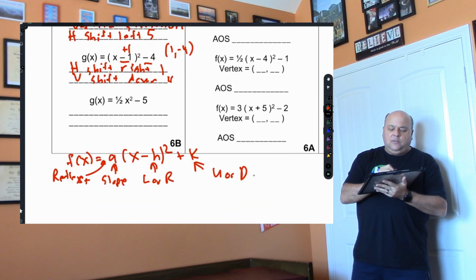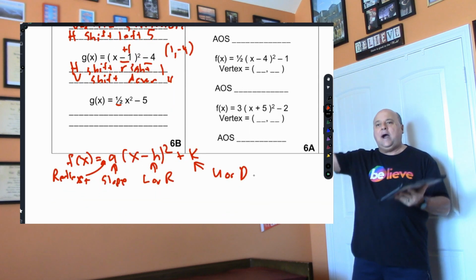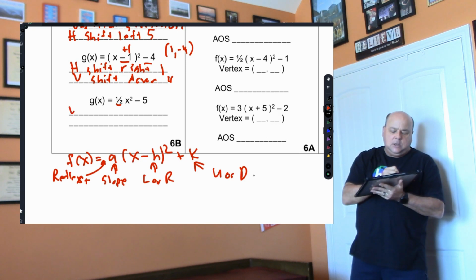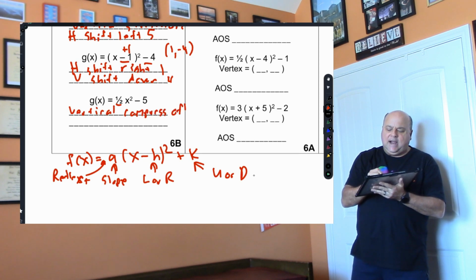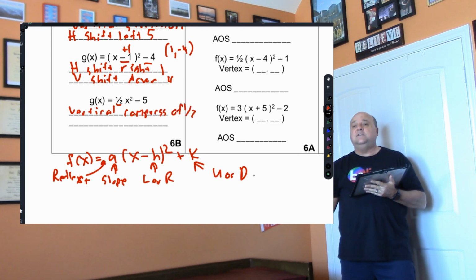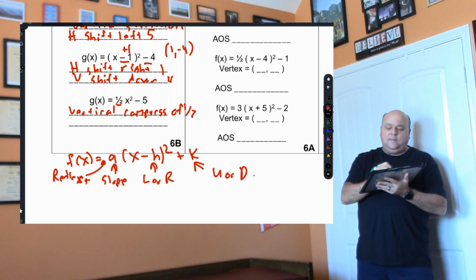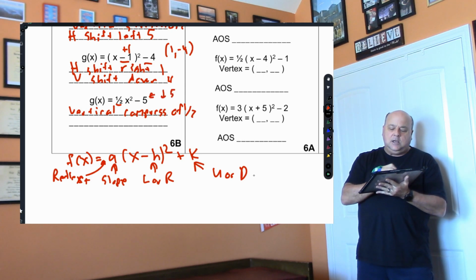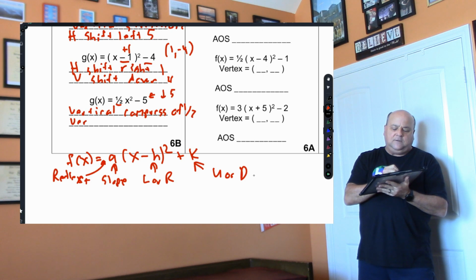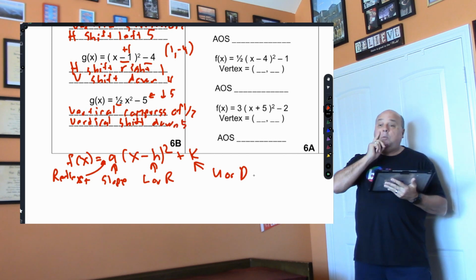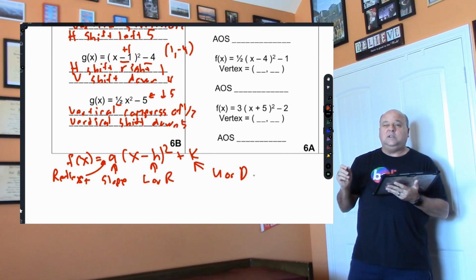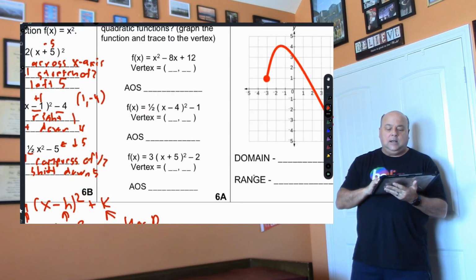Okay, the next one, the 1/2 is going to make it wider, so that's a vertical compress of 1/2. There's no parentheses in this problem, so there's no left or right. This is going to be down 5. So this is going to be a vertical shift, down 5. Remember, on the STAAR, this will be multiple choice. It'll be a little bit easier to do. Let's go to the next one.